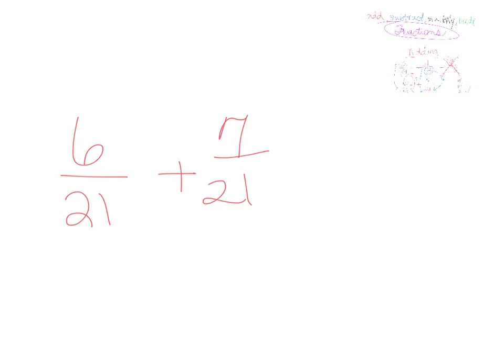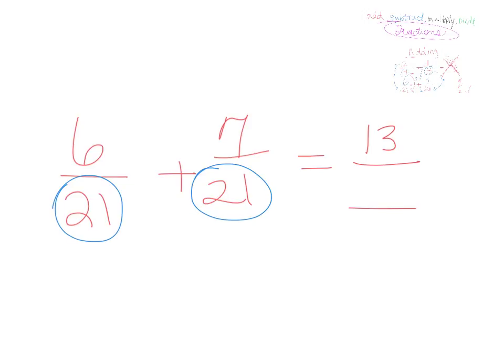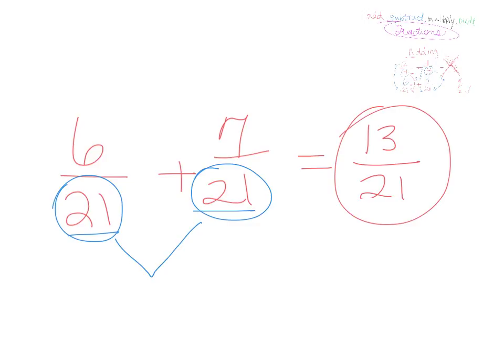Okay, now I can add these two fractions together because they have a like denominator. So, 6 plus 7 is 13. And I know you're wanting to say 21 plus 21 and make this denominator over here 42, but that would be incorrect. The rule is, if the denominator is the same, the denominator stays the same. And the denominator is the same, so it's going to stay the same. And our answer is 13 over 21.